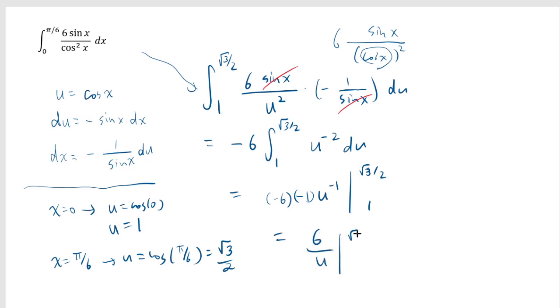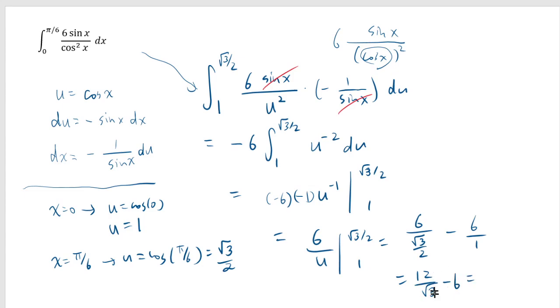Okay, so these are the values we need. The first one is 6 over radical 3 over 2 minus, when you plug in 1, it's 6 over 1. Okay, this is dividing by radical 3 over 2 is multiplying by 2 over radical 3, so it's 12 over radical 3 minus 6. So that should be a good enough answer.